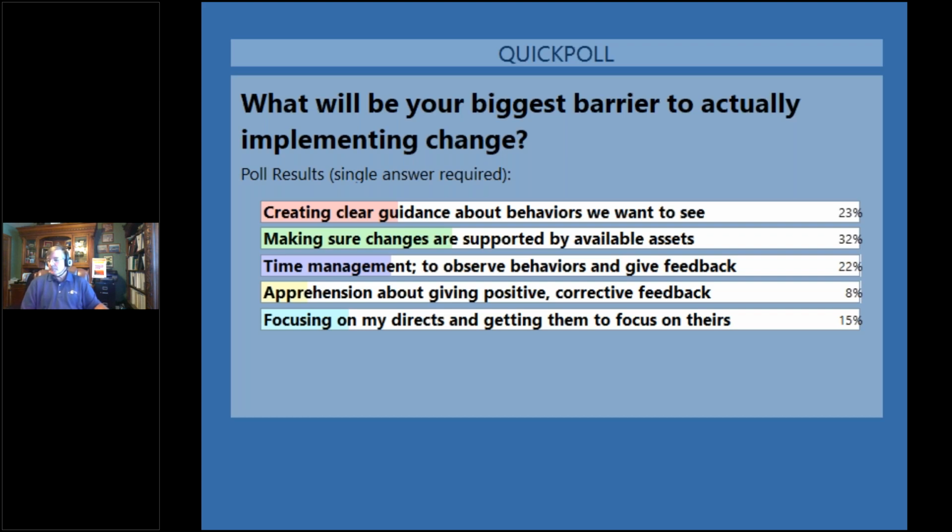So what do you think about that? Oh, that's very interesting. It's a pretty good spread, and I'm happy to hear that most people don't feel apprehensive about giving positive and corrective feedback. I think that's great.